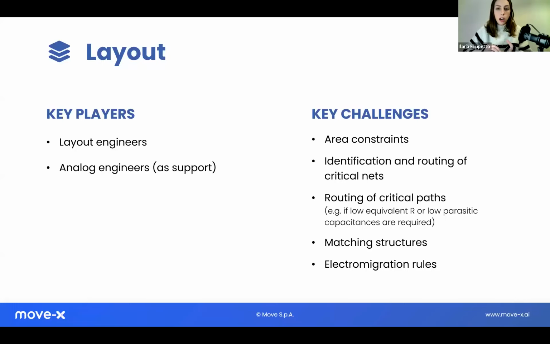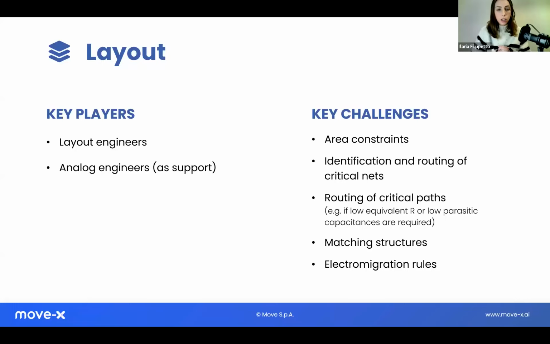Here, the key challenges are, first of all, the area constraints that have to be respected. Then we have the identification and routing of critical nets, such as band gap voltage or, in general, voltage references, that should never be routed near aggressive nets like clocks or, in general, switching signals. Then we have the routing of critical paths that, for example, require a low equivalent impedance or low parasitic capacitance to other nets that are near them.